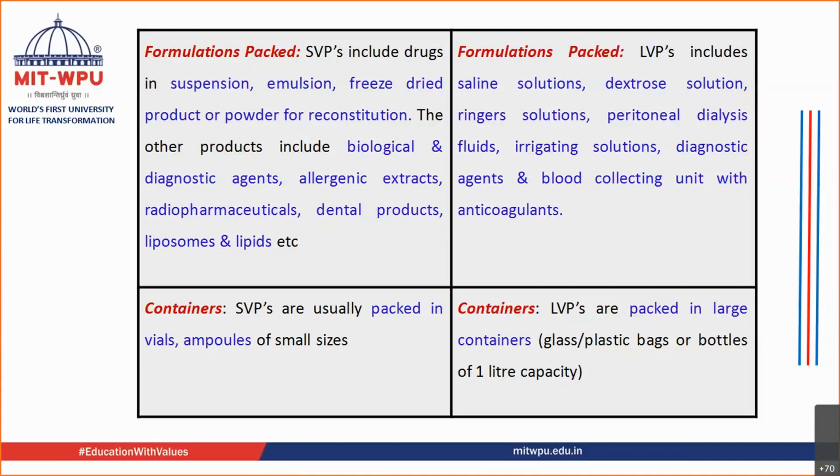If you talk about the container, as I told you earlier, SVP can be packed in vials or in ampoules. The containers for LVP are large containers. Usually it may be a glass bottle, a plastic bottle, a glass bag, or a plastic bag, usually of 500 ml to 1 liter capacity. So that is about the difference between the SVP and LVP.